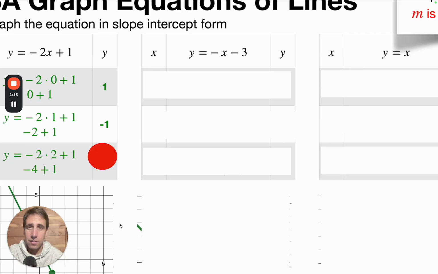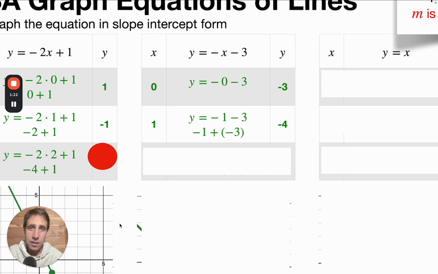Next, there's no reason why I can't just choose 0, 1, 2 again. So I'm going to choose 0 and get negative 0 minus 3, which is negative 3. Negative 1 minus 3, which is the same thing as negative 1 plus negative 3. I'm going to keep, change, flip there so that I get addition. And same signs, add and keep the sign. So 1 plus 3 is 4 to get negative 4.